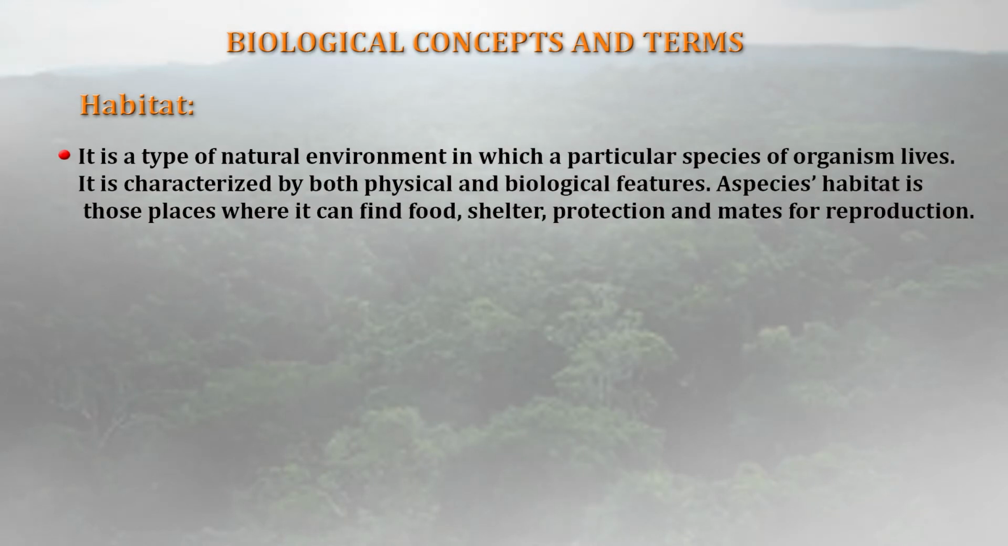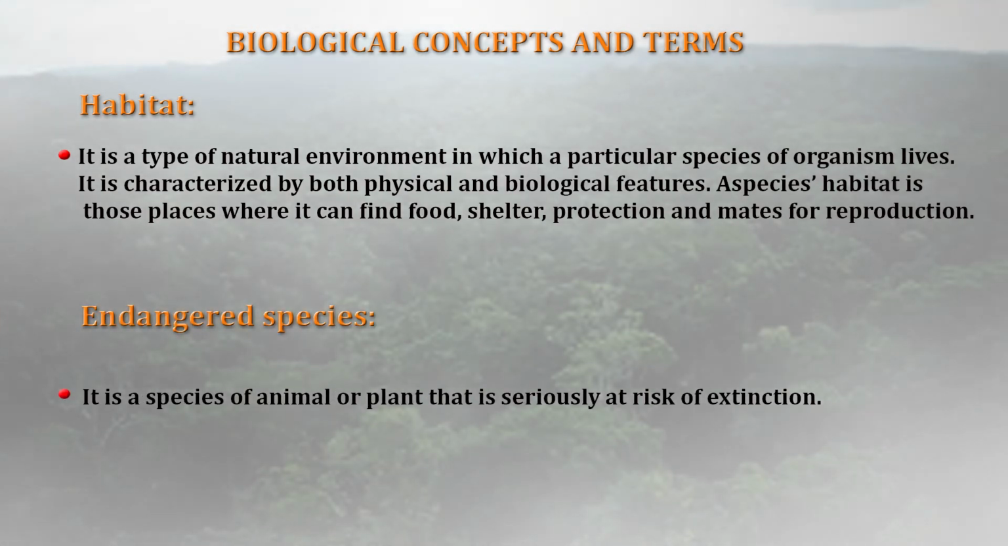Habitat. It is a type of natural environment in which a particular species of organism is living. It is characterized by both physical and biological features, and a species' habitat is those places where it can find food, shelter, protection and mates for reproduction. Then there are endangered species. It is a species of animals or plants that is seriously at risk of extinction.